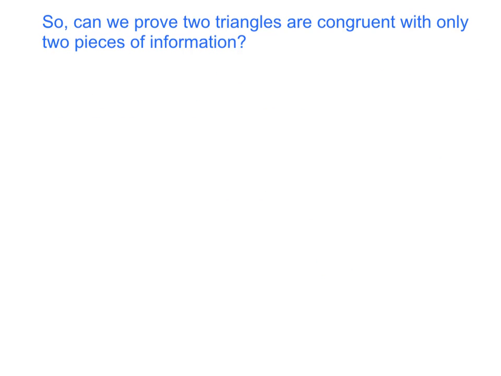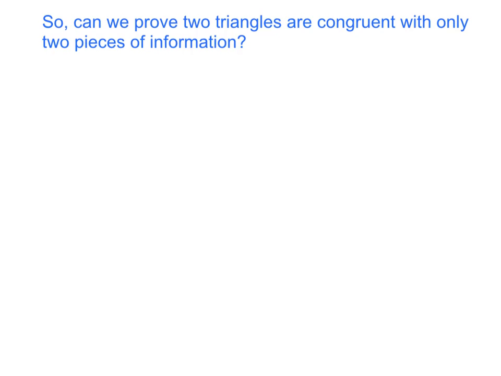This leads us to our next question, which is: is it enough to be able to prove that two triangles are congruent to each other if we're only given two pieces of information? As we saw, all the tests that we've used so far have relied on three. So let's try and construct two triangles that are congruent to each other with only two pieces of information.